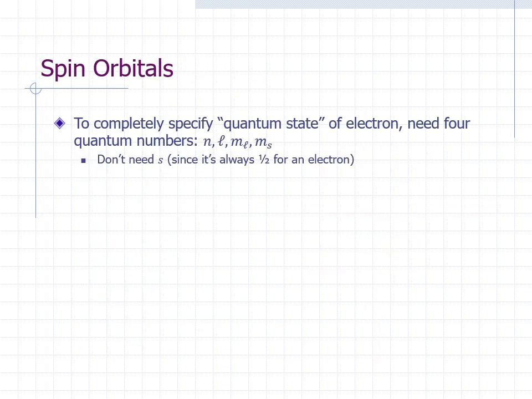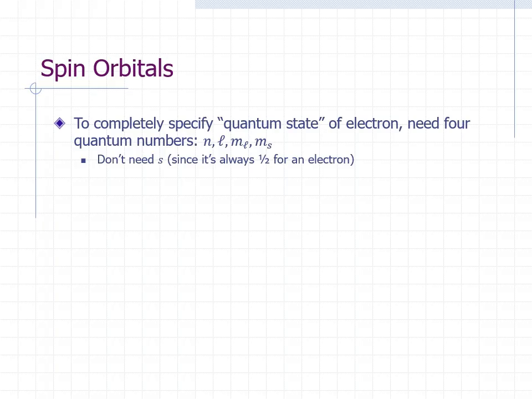Prior to this lesson, we described the quantum state of an electron by specifying three quantum numbers, n, l, and m or m sub l. To completely specify the state of an electron, we need a fourth quantum number, m sub s. There's actually a fifth quantum number, s, but we do not need to explicitly include it, since for an electron, it is always equal to 1/2.